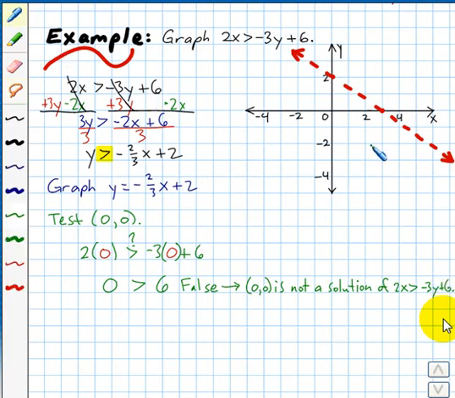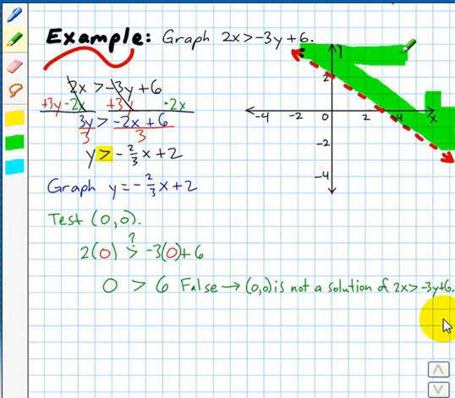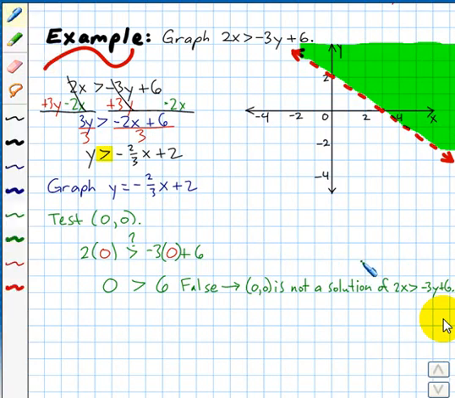And that means we should not shade the region where the point 0, 0 lies. So we should shade the region above our boundary line. This region above the boundary line represents the solutions for our inequality. And that's how you graph a linear inequality.